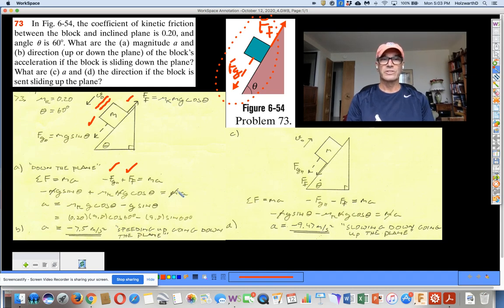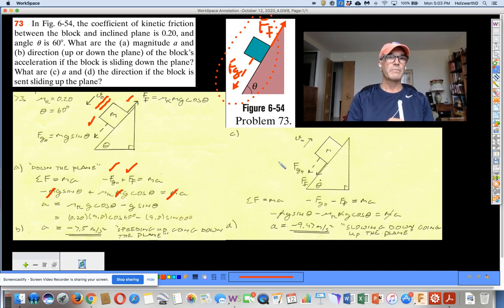Notice that the masses cancel. That's convenient. So if the problem doesn't suggest the mass or state the mass, don't worry about it. It's going to cancel. All right, plugging the values in. Sure enough, you get a negative 7.5 meters per second squared. That means it's speeding up going down the plane, the way I have this laid out in terms of the convention. So it's speeding up going down the plane.